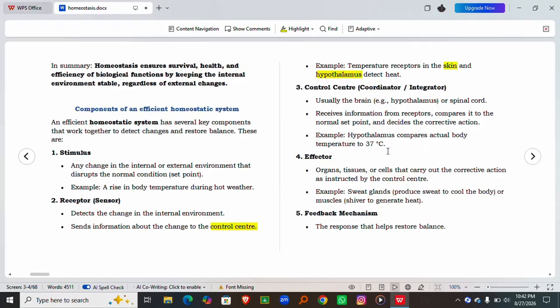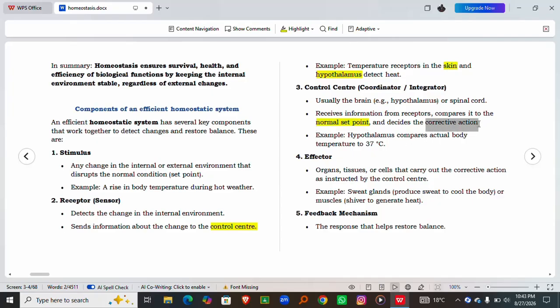So the third component of a homeostatic system is the control center, what we call a coordinator or an integrator. Usually this is the brain. For example, the hypothalamus or the spinal cord. They receive information from the receptors and compare it to the normal set point and decide the corrective action.